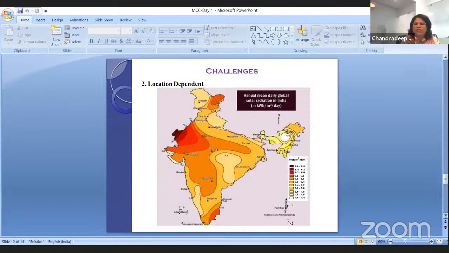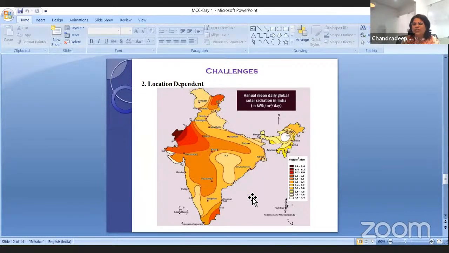This map also shows where the radiation is high. So whoever installs any application, whether it is a solar water heater, solar water pump, or big solar power plants, first we go through the radiation data of India. You can see in which places the radiation is weak and in which places it is very high.